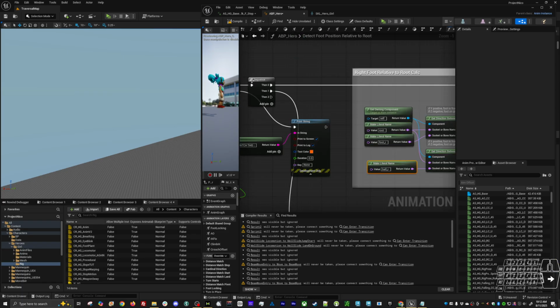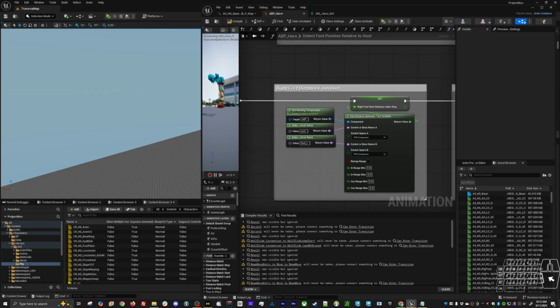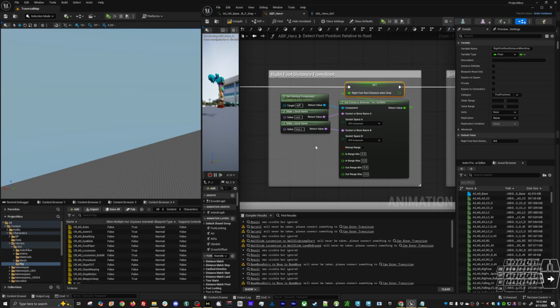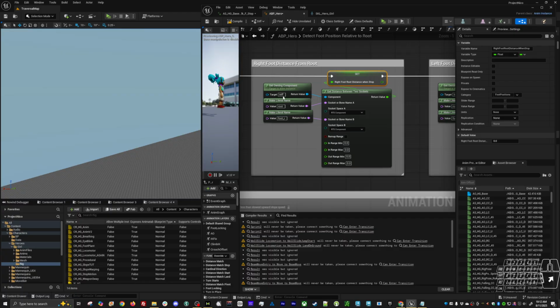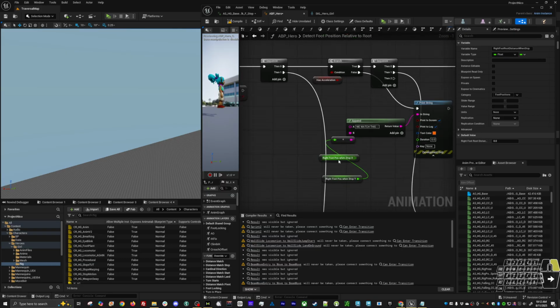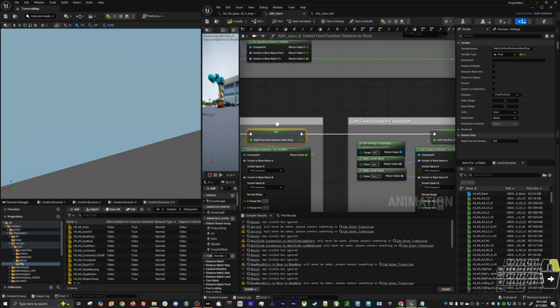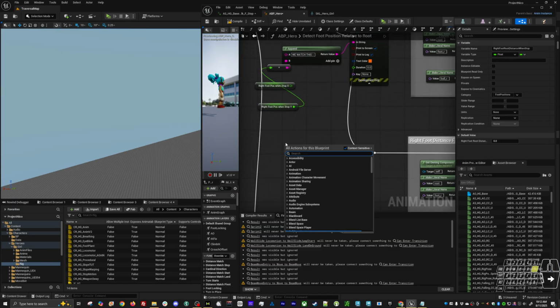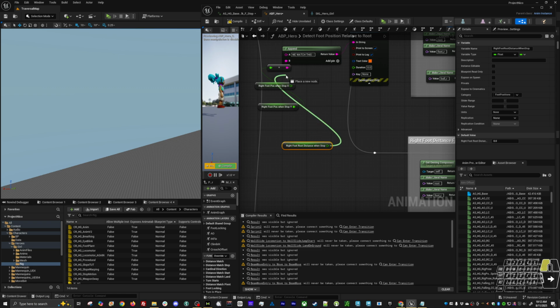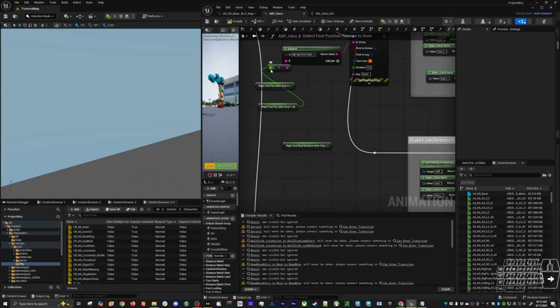So then, literally, in our sequence, we look at the distance from the root and the right foot. We're just picking, get distance between two sockets. That's just a node. So we're looking at the two sockets, the root and the foot right. So let's print that one out. Right foot distance. Get right foot distance when stop. Oops. Print that.